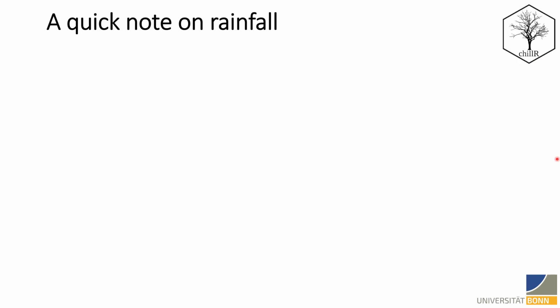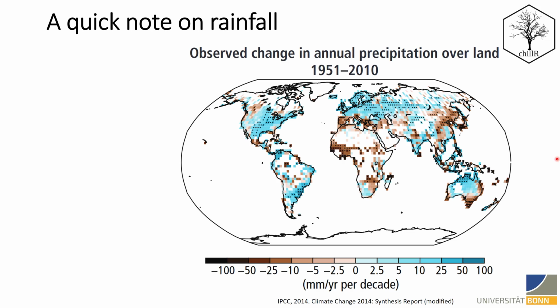So I want to just quickly talk about rainfall. I mean, temperatures are easy. Rainfall is quite a bit harder to predict. And the evidence is somewhat messy. I mean, what you see here is observed changes in annual precipitation over land. This is from one of the IPCC reports.